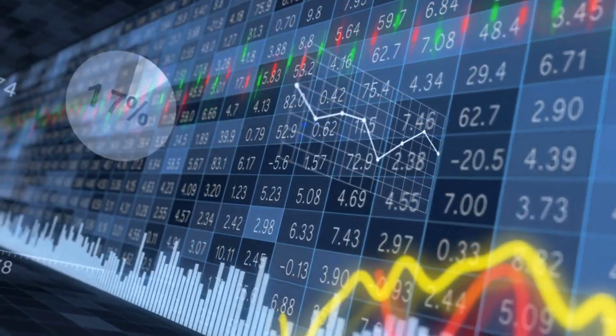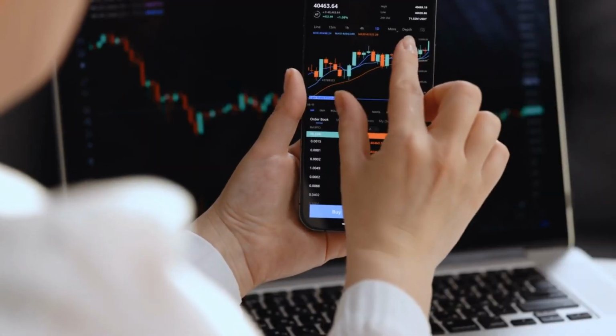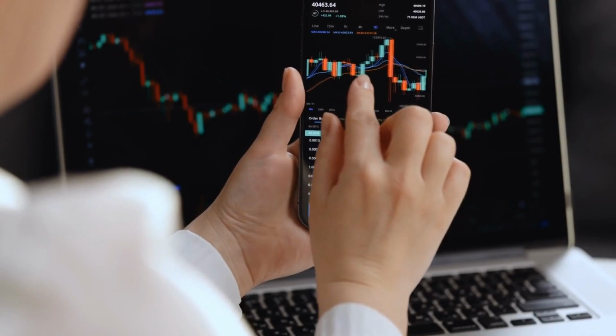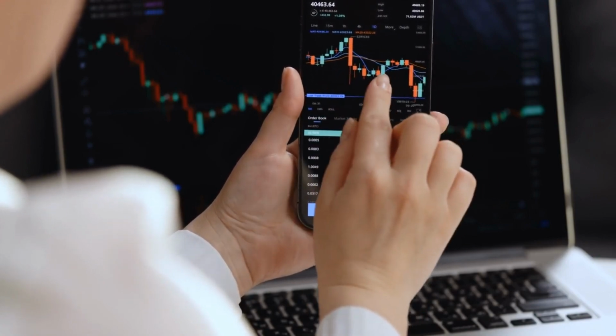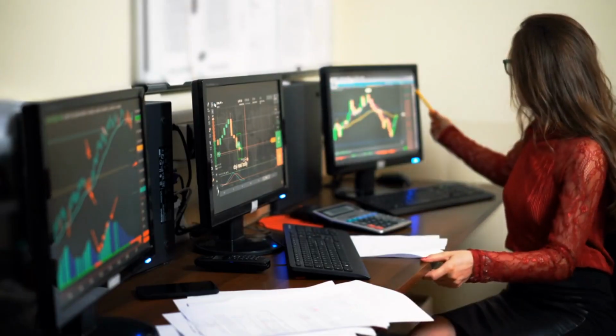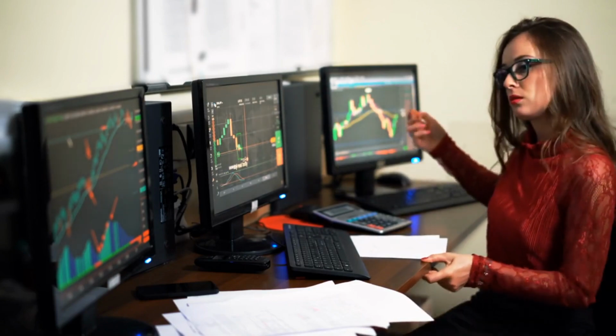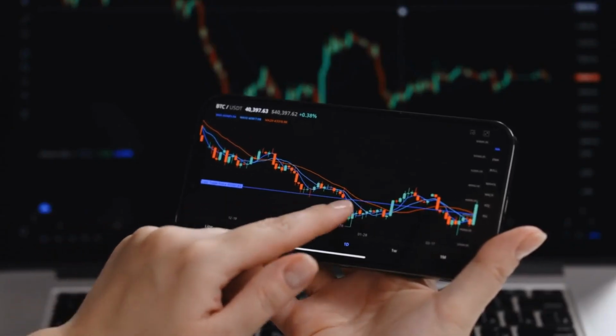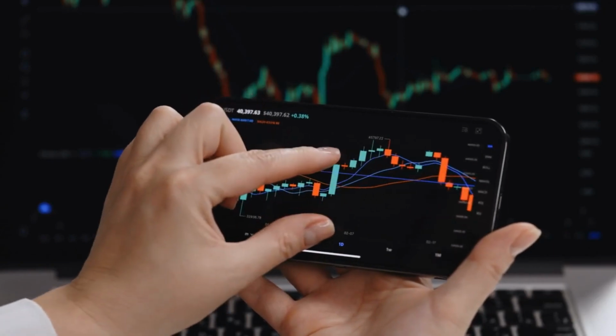Stock market analysis. Stock market analysis is a critical process for investors and traders to evaluate the financial health, performance, and potential future movements of individual stocks or the overall market. Here are some key elements to consider when conducting stock market analysis.